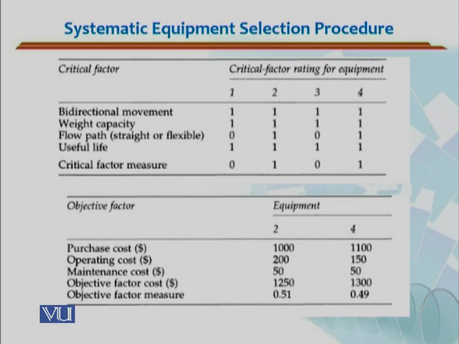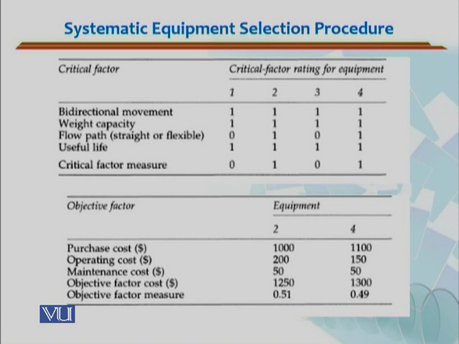So that means we have to eliminate equipment type 1 and equipment type 3. The pairwise comparisons, or the next analysis, would only be done on equipment 2 and equipment 4, because these equipments have a critical factor measure of 1.